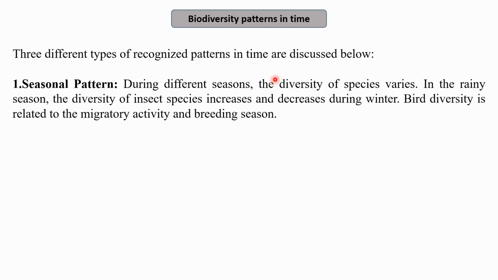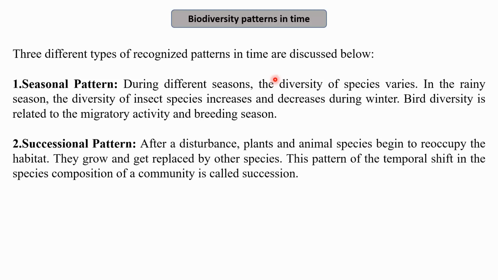So based on the season, the diversity may vary for some of these species. For example, the diversity of insect species increases in the rainy season and decreases in the winter season. The next is the successional pattern.